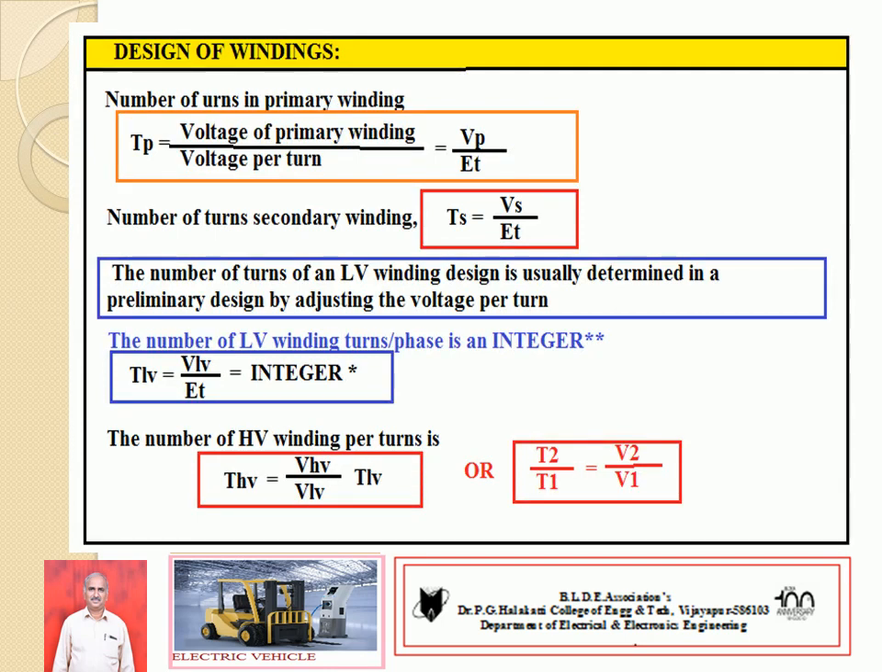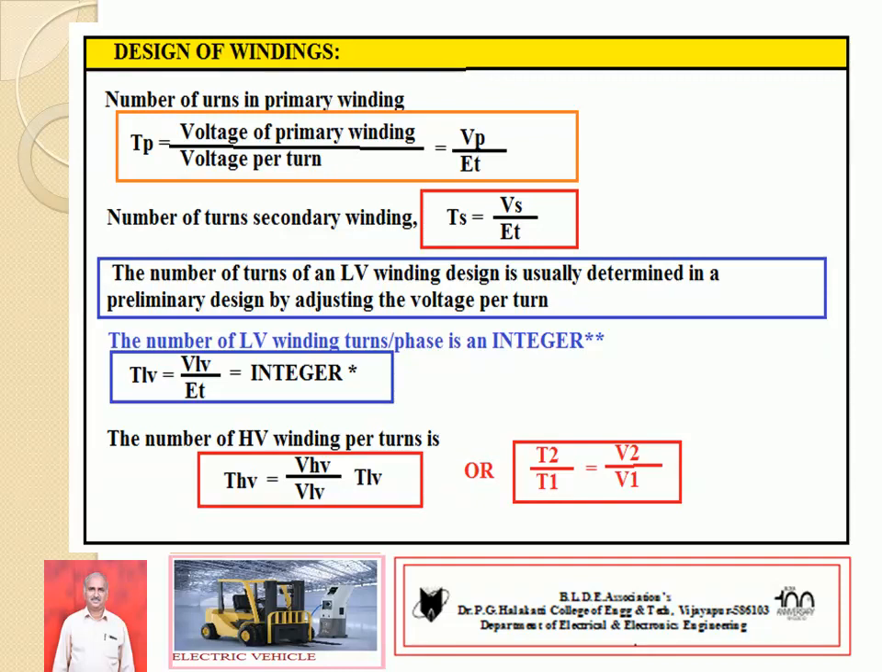Next, design of windings. It consists of the calculation of the number of turns, both primary and secondary, then the calculation of primary current and secondary current, then the cross sectional area of the primary conductor as well as the secondary conductor. We have the value of ET, that is volts per turn. Hence, to calculate the number of turns of the primary winding, TP equals the voltage of the primary winding divided by the voltage per turn.